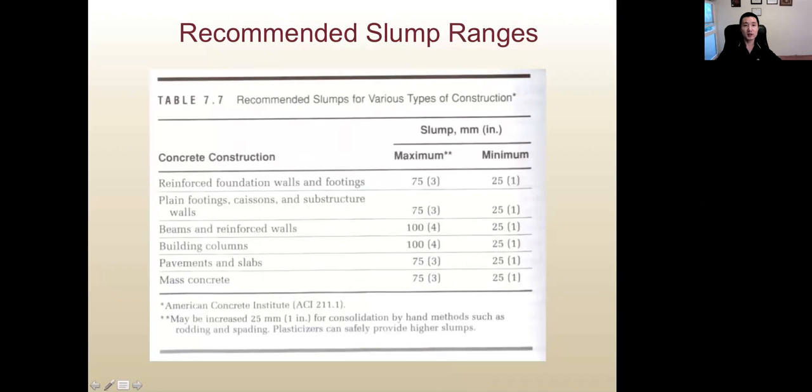We can choose the maximum water to cement ratio or the requirement for the strength of concrete. And the next table is the recommendation for slump. Based on the type of construction, for example, reinforced foundation walls and footings, we can choose the slump value. So this is a maximum value of 75 millimeter or 3 inch. Typically we choose the maximum value depending on the type of construction. This is the first step when we design the concrete, to select the slump value for the concrete.